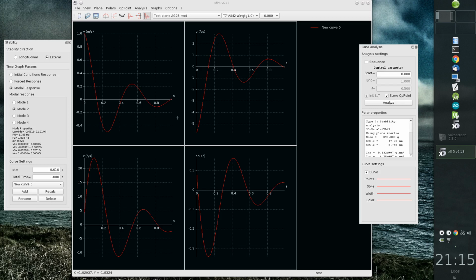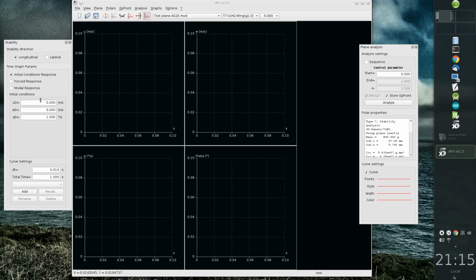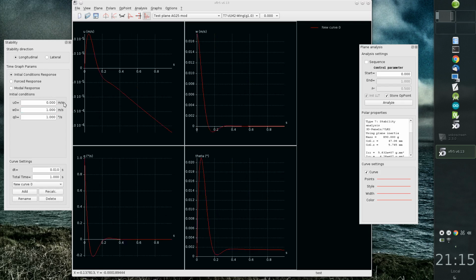You could also plot this kind of curve for an initial condition response in the longitudinal direction. So let's imagine we have a gust of wind which pushes our plane upwards by 1 meter per second, and here we have the response to this gust of wind. More complex, a bit experimental, you can define the full load versus time here and see how the plane responds.